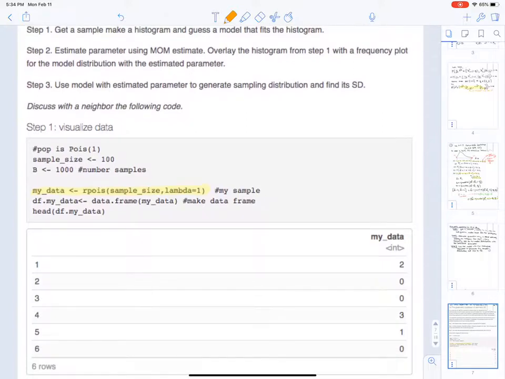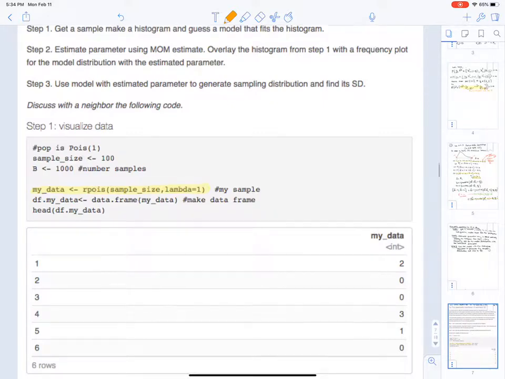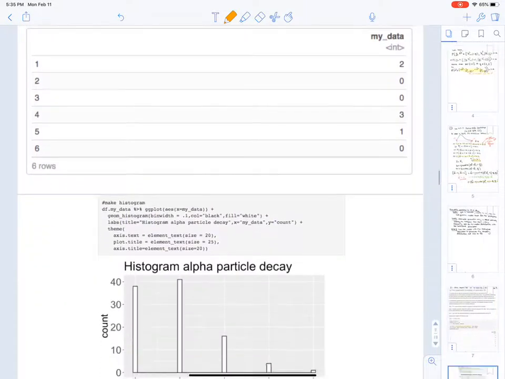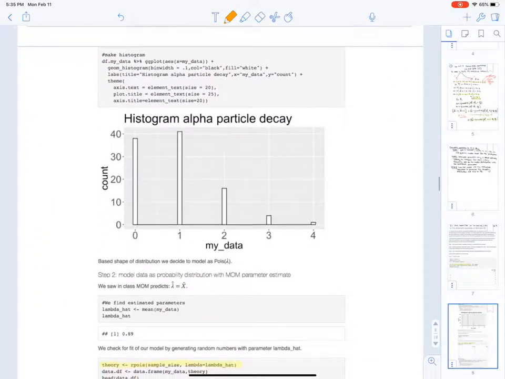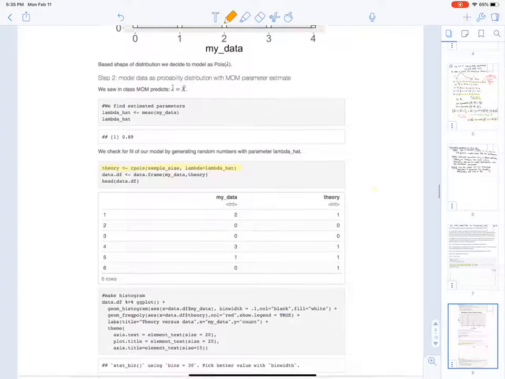I sort of cheated and generated my data, my original sample. I wanted it to be Poisson, and so I was lazy. I didn't hunt around for data. I just created it randomly. So that's my data, which I cheated. Sorry about that. And so I make a histogram of it. It looks Poisson to me.